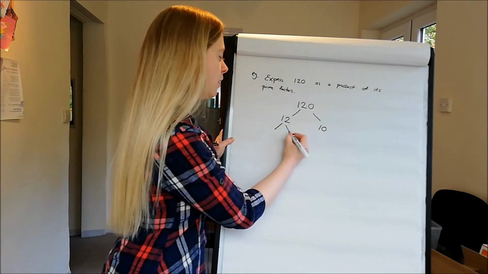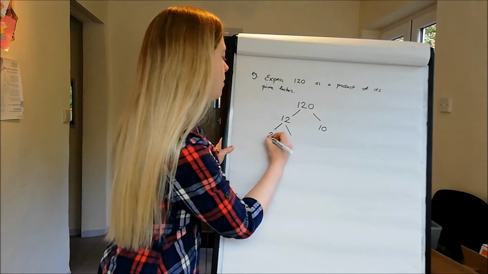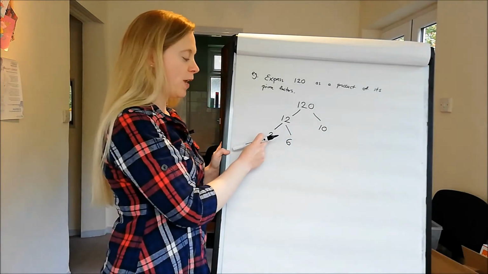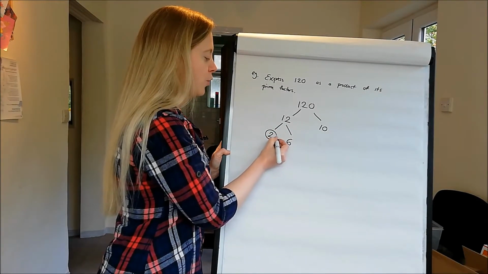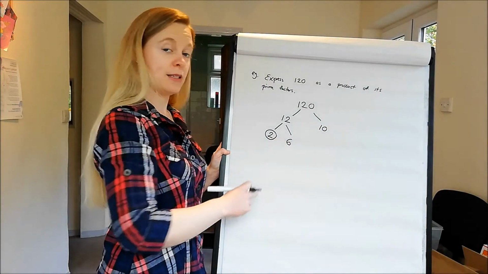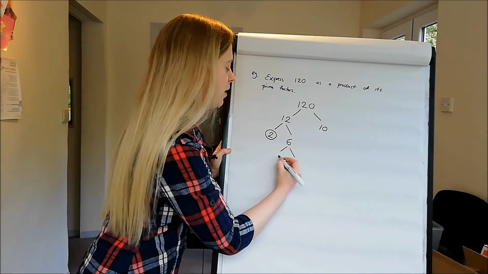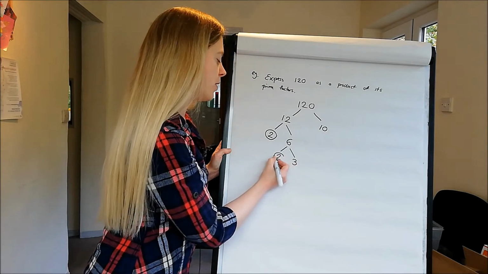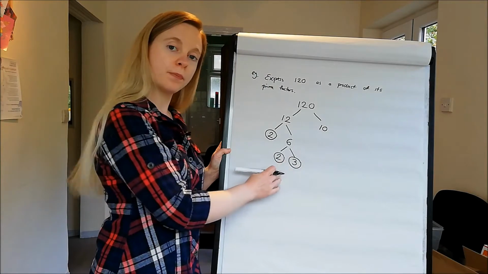So I'm going to break 12 down into 2 times 6. And then what we do is when we encounter a prime number, we put a circle around it. So I'm going to circle that 2. But I'm not going to circle 6 because 6 is not a prime number. So I'm going to break the 6 down into 2 times 3. And both of those are prime. So I'm going to put circles around each of them.